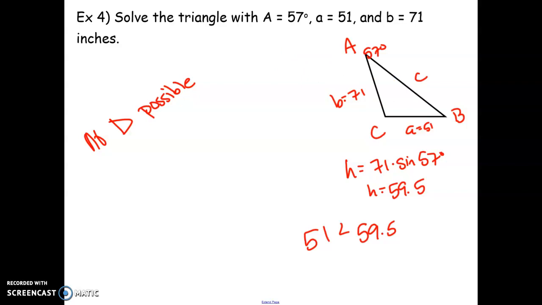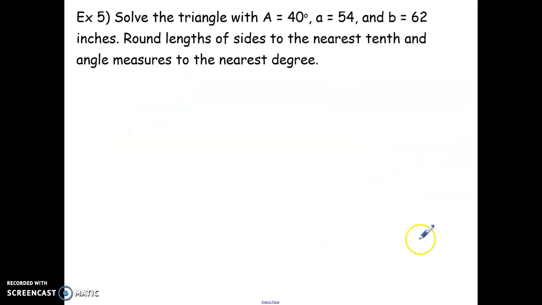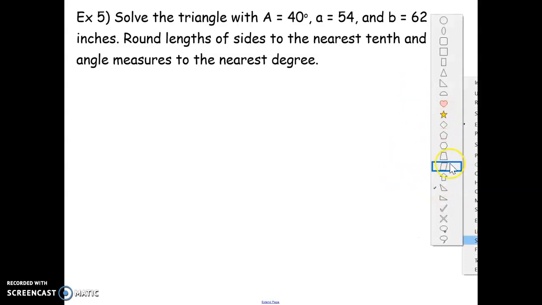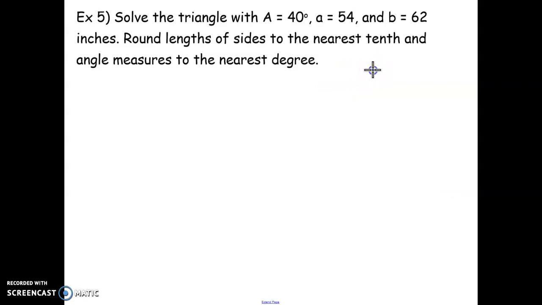Let's do one more where we have to check our height. We're going to go ahead and draw a shape in here. And you could probably guess that we're going to have two triangles, but we'll start with one. And we're going to label what we know.